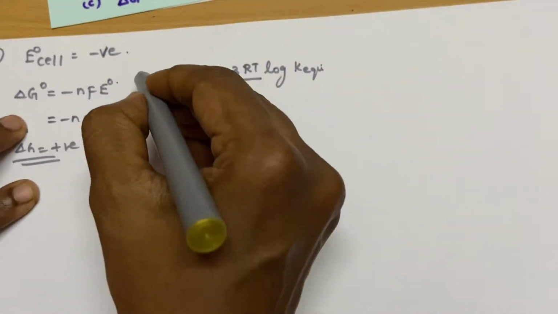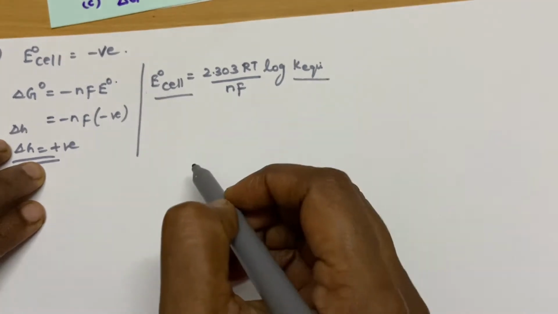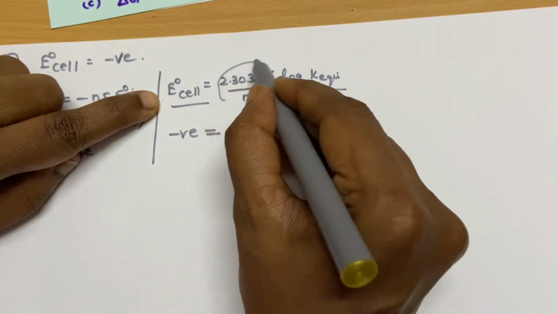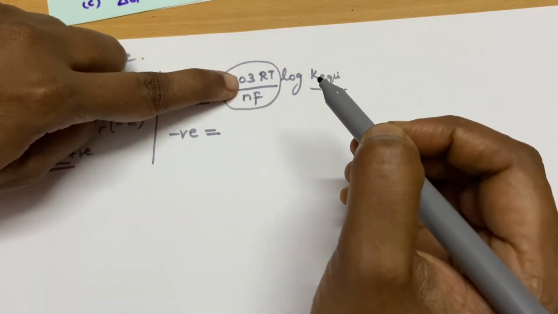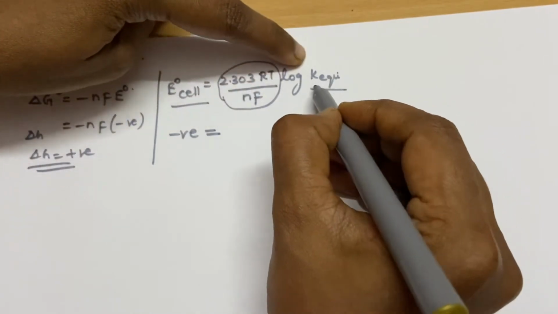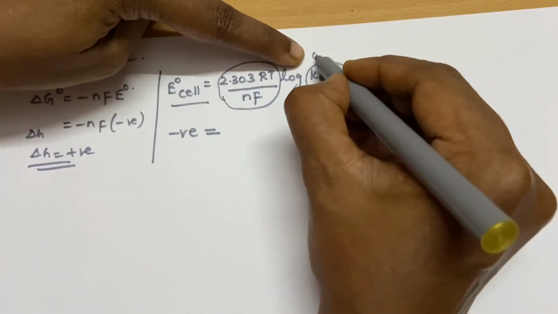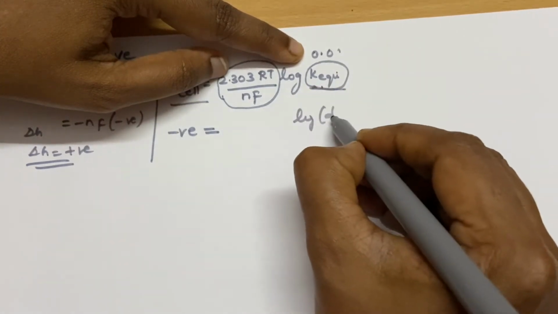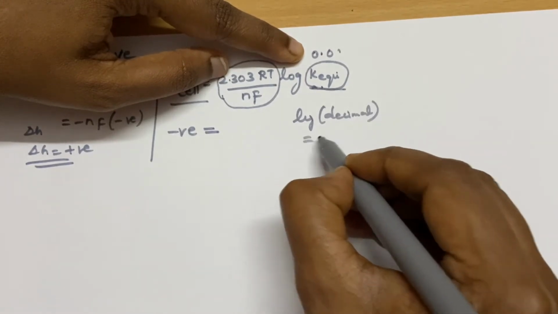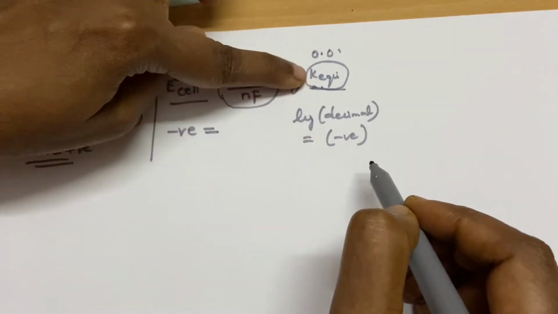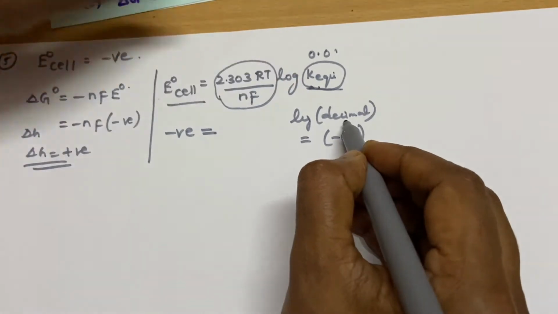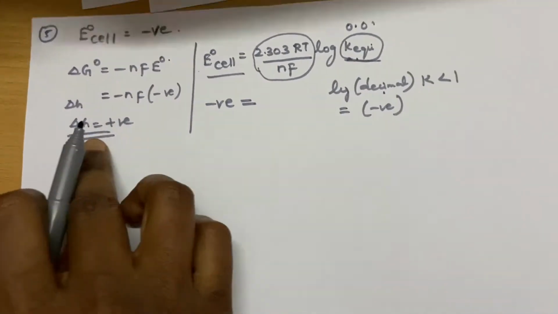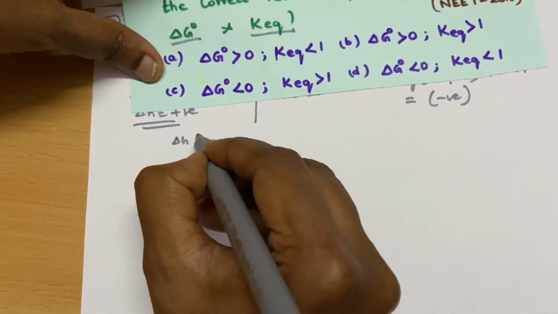So here what is the relation between E naught cell and K equilibrium? This is the equation. So they have given that this is negative. See, students, these are all positive functions, these are all constants. To make this negative, your K equilibrium must be a fraction value, isn't it? Some decimals, because only log of any decimals will give you a negative value. So your K must be a decimal. So decimal means what? Your K must be lesser than 1. And del G positive means it is greater than 0.